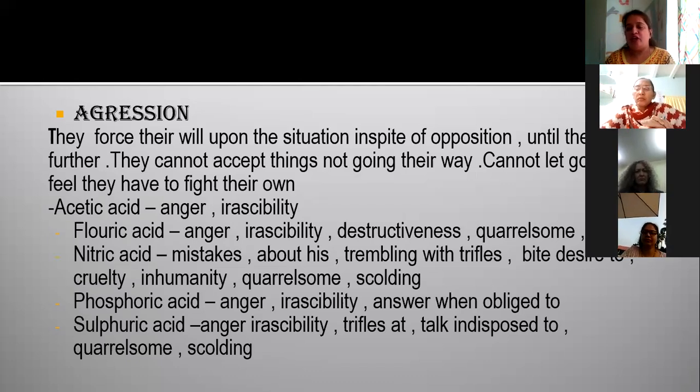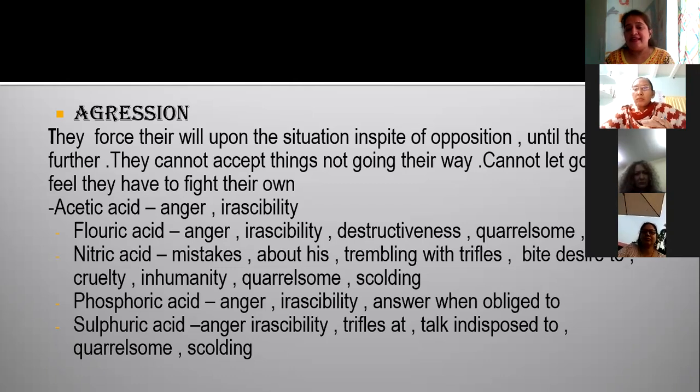They force their will. When you impose your thoughts upon the other, obviously the IPR is going to react. IPR is the interpersonal relationship. Your family members are going to react until they are stressed further. They cannot accept things not going their way. They want it their way. The IPR, how much will they tolerate? They cannot tolerate, and they feel they have to fight on their own.